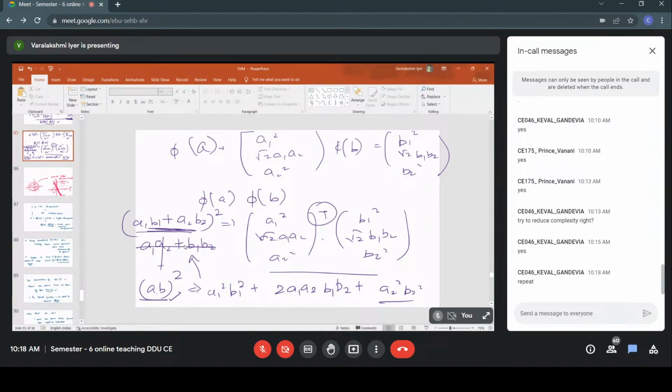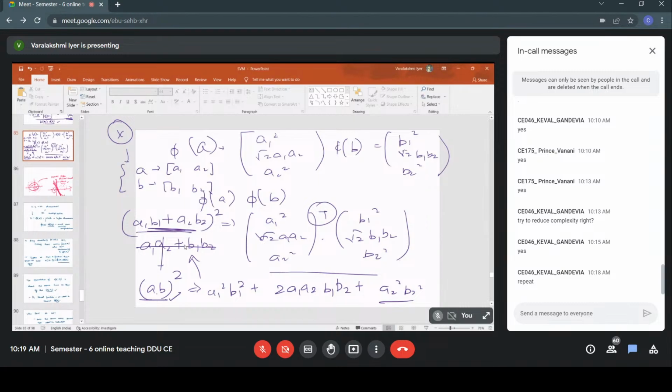Okay. See, we had A and B, where A is of two-dimensional form a1, a2, and B is of two-dimensional form b1, b2. This was a two-dimensional form from our original feature set. Let us say x is our feature set, and these are the two instances in our feature set, A and B: a1, a2 and b1, b2.